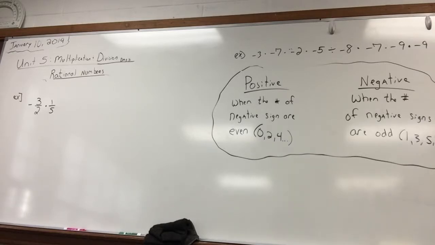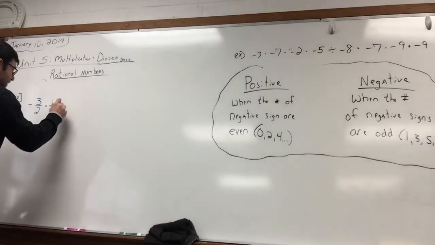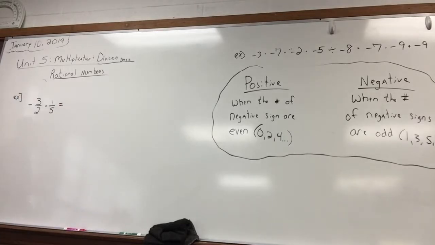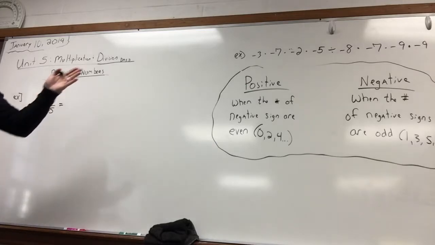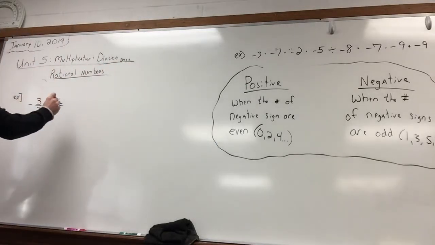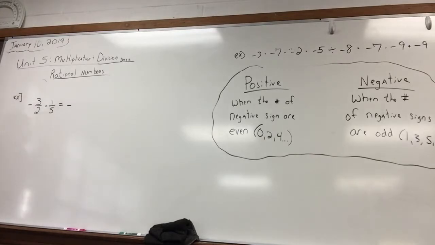Okay, so let's just start with this. Is it positive or negative, and why? Positive or negative, and why? Trinity. There is 1 negative sign. That makes it odd. So the answer is negative. Before anything else, I want to know, is my answer positive or negative? And then I'm going to put the sign. Everybody with me there? It's a fraction, so I'm going to keep my fraction bar.